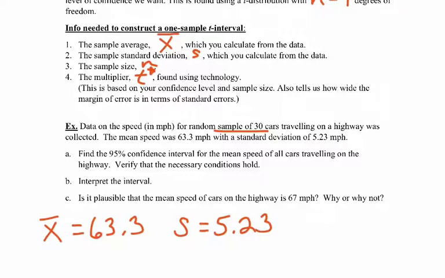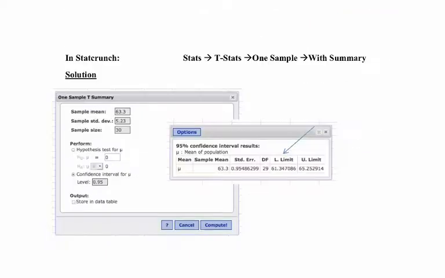So part A says find the 95% confidence interval for the mean speed of all cars traveling on the highway. So let's go ahead and take a look at that. I'm going to skip the details for now about verifying the conditions, but I am going to show you what to do in StatCrunch, and I have some screenshots here. So where you're going to go, first of all, to get to this, you're going to go to Stats and then T-Stats this time. So this is under your Stat menu. You're going to go to T-Stats.